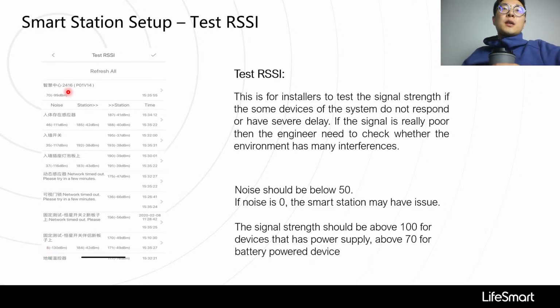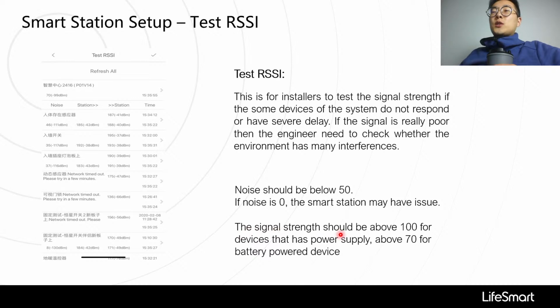So as you can see here, the smart station has 70 noise. The value of the noise is 70. So this is not very normal. It means the smart station will have some interference around it. So the standard is the noise should be below 50. And if the noise is 0, the smart station may have an issue. So the ideal value for the noise for the smart station is above 0 and it should be below 50.